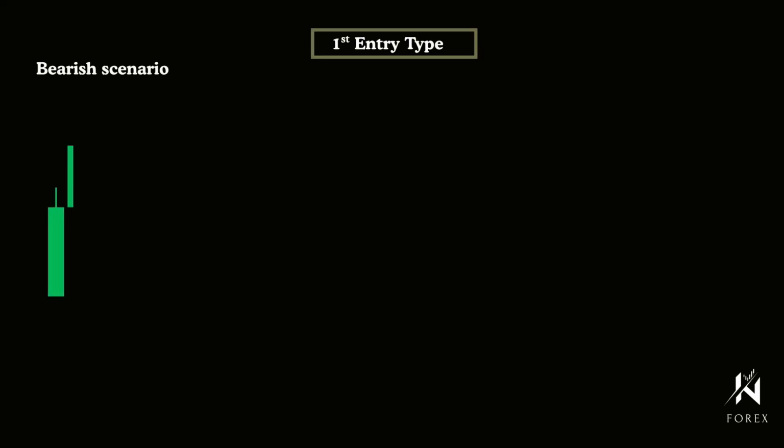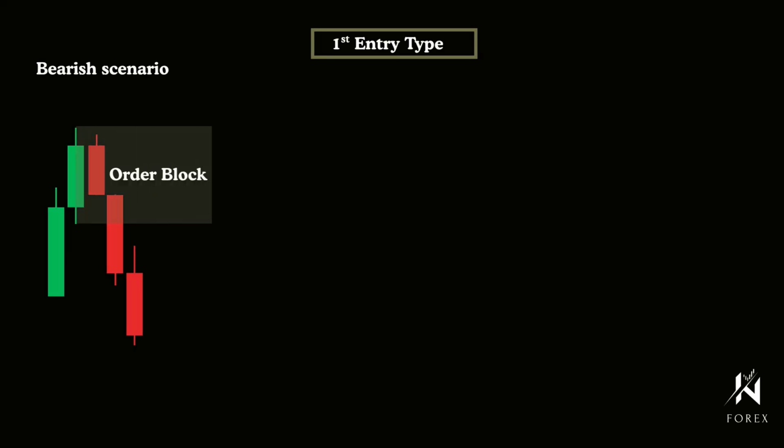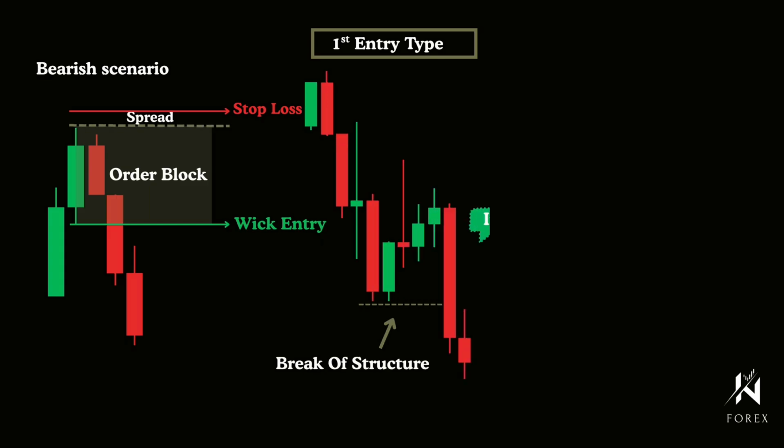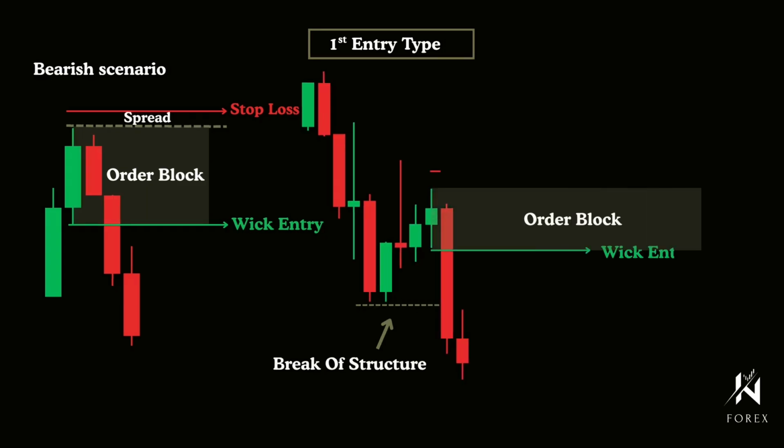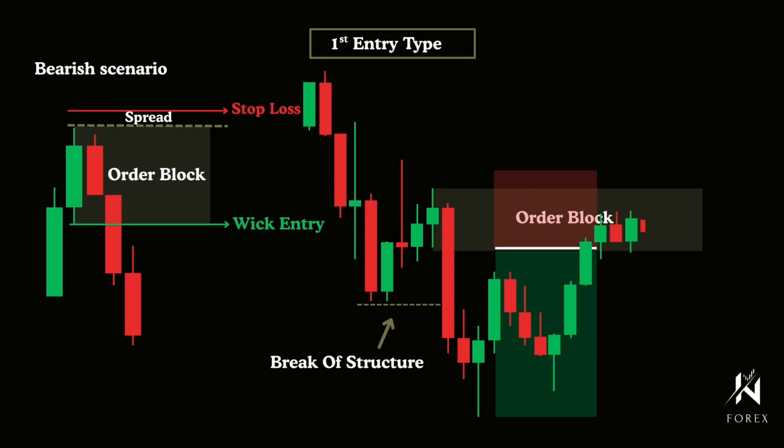The first entry method utilizes the wick for trade execution. In this approach, once a valid order block is identified, we position our buy/sell order directly on the wick. For a sell setup, the stop loss is placed a spread size above the order block's upper wick, offering a more generous stop loss margin. This setup offers a larger stop loss margin, which can directly impact the reward-to-risk ratio by reducing it. However, using this type of entry increases the likelihood of your order being triggered, as the price may only tap the wick before moving in your anticipated direction.